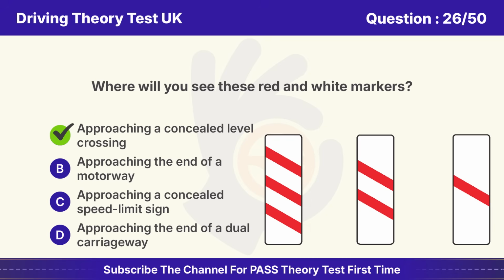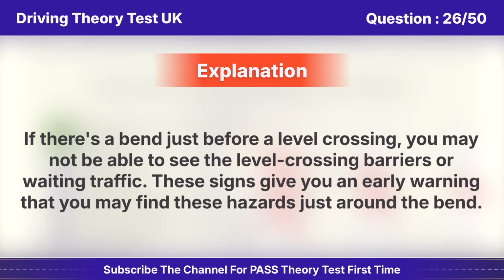Answer is A. Approaching a concealed level crossing. If there's a bend just before a level crossing, you may not be able to see the level crossing barriers or waiting traffic. These signs give you an early warning that you may find these hazards just around the bend.